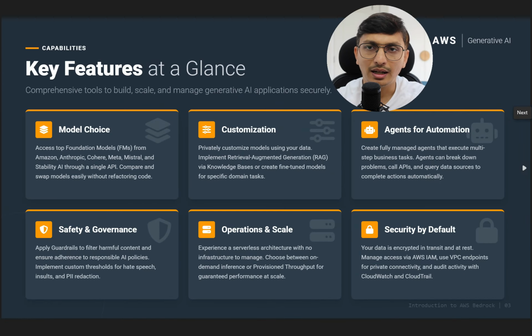Key features at a glance, that why AWS Bedrock rocks. So it gives model choice, as we discussed, and customization, which is like privately customized models using your data. You can fine tune your models according to the need of your company, implement RAG, which is retrieval augmented generation via knowledge base, or create a fine tuned model for a specific domain task. Agent for automation, safety and governance, operation and scale, security by default.